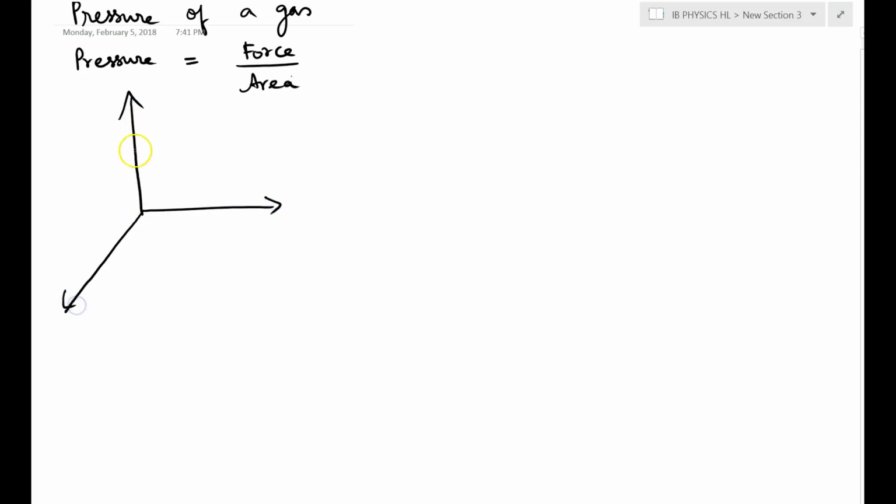What causes pressure of a gas? We know that by definition, pressure is equal to thrust per unit area. Thrust means perpendicular force divided by unit area. So let's look at an example of gas that is contained in a vessel. And for convenience, let us say that it is a cubical vessel.